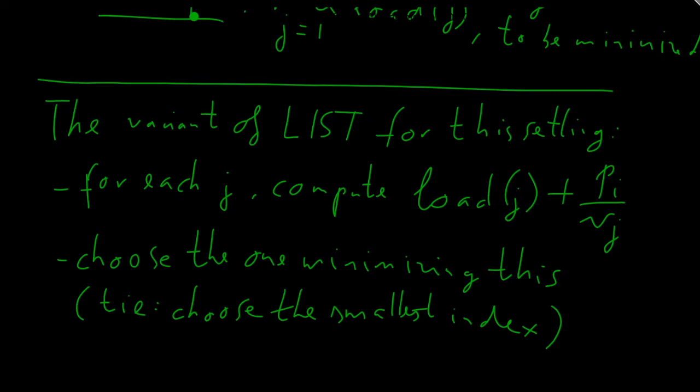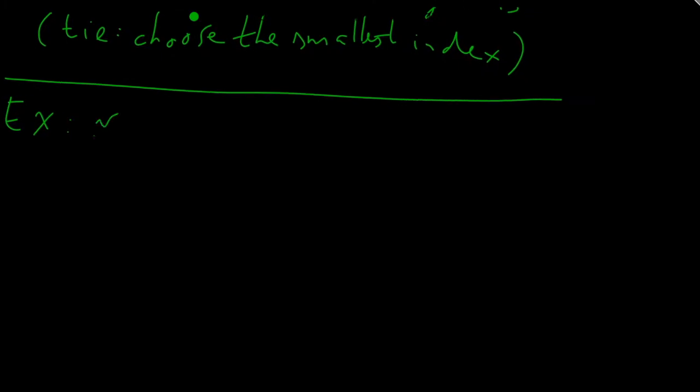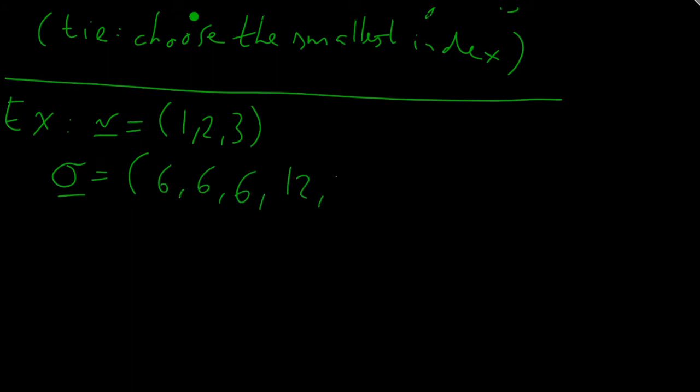So let's see an example. First I give you the speeds. The speeds are just 1, 2, 3, which means that the first machine has a speed of 1, the second machine has a speed of 2, the third machine has a speed of 3, and of course we have 3 machines. So right now m is 3. And I just give you the input sigma: 6, 6, 6, say 12, say 14, 24, whatever, 18, and 12.